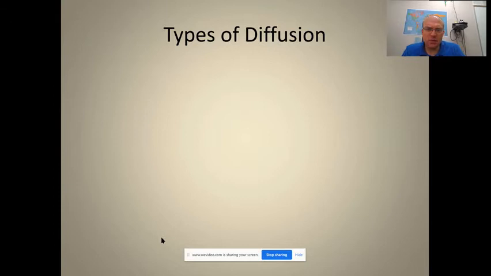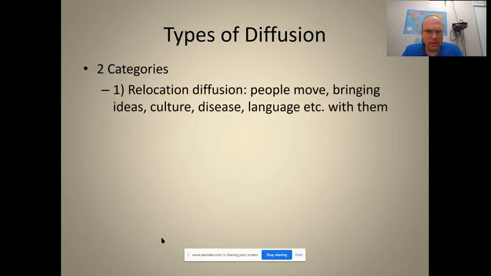For the types of diffusion, again, this is a review, so I would make sure that your notes are accurate for this information. We have the 2 categories for diffusion. One, we have the relocation diffusion. And this is really what we're going to talk about when we look at migration. So when people move, they take their new ideas with them to a new place. And so with migration, you're going to find a lot of relocation diffusion.